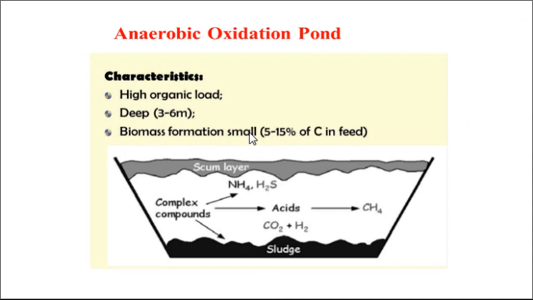Anaerobic oxidation pond. The main characteristics of this pond are a high organic loading rate, meaning we are applying more BOD to these anaerobic ponds. The depth of the pond varies between 3 to 6 meters, and due to this depth, anaerobic conditions prevail and the biomass formation rate is small. It is about 5 to 15% of carbon in feed.